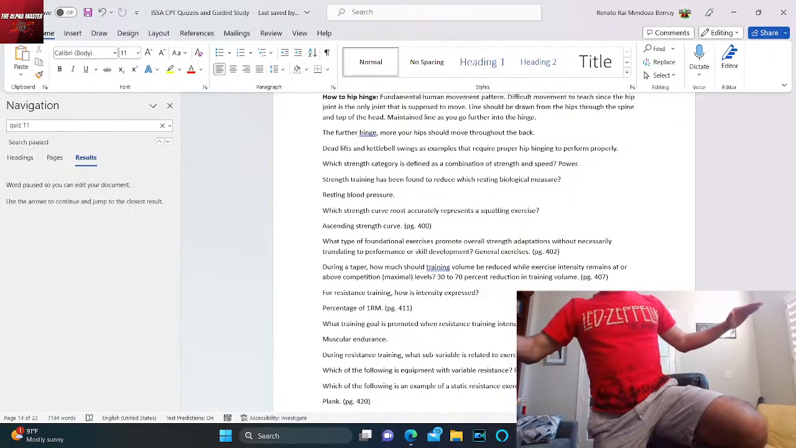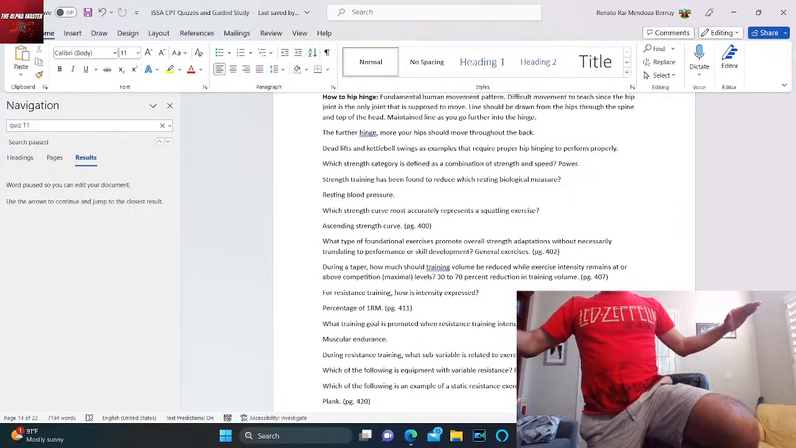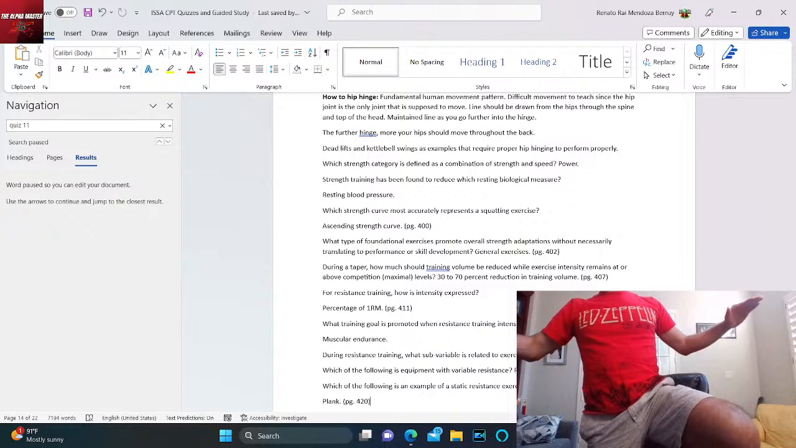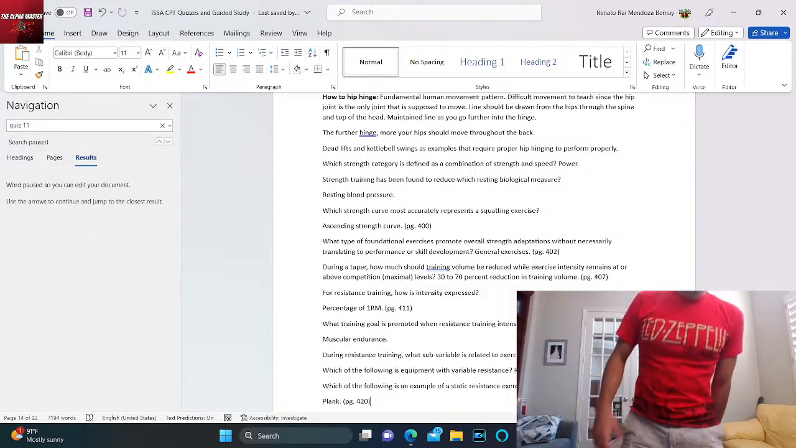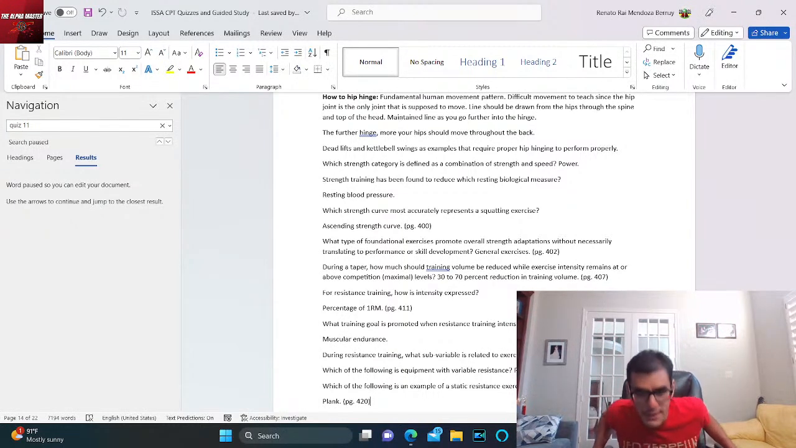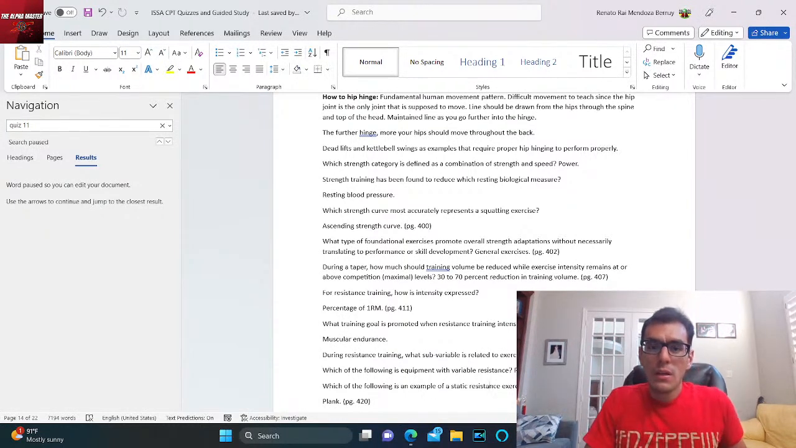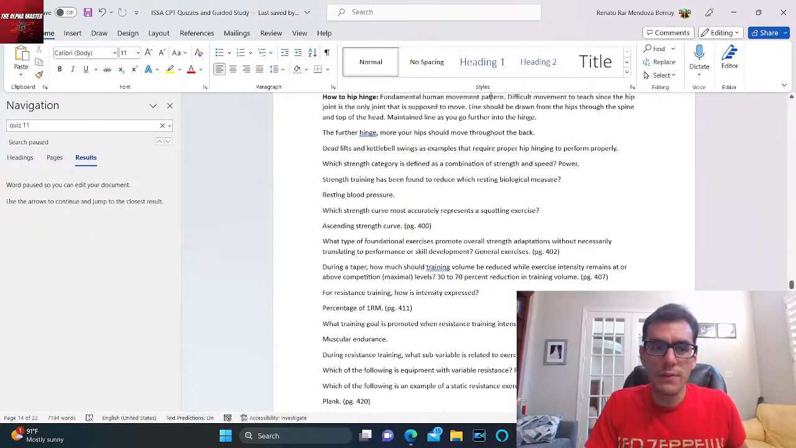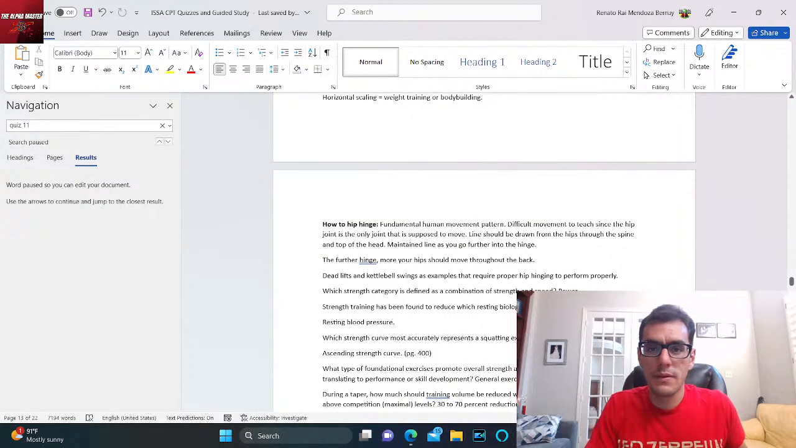For the left and for the right, the plank. An example of a static resistance exercise is going to be the plank. And that was it for the chapter of resistance training.